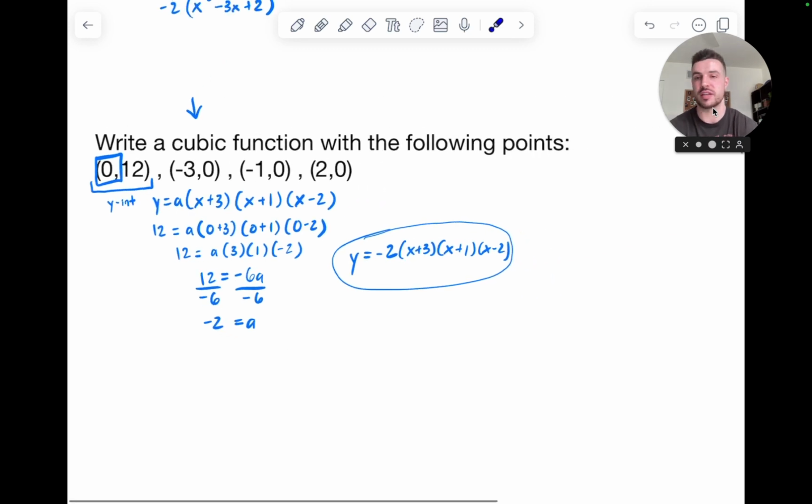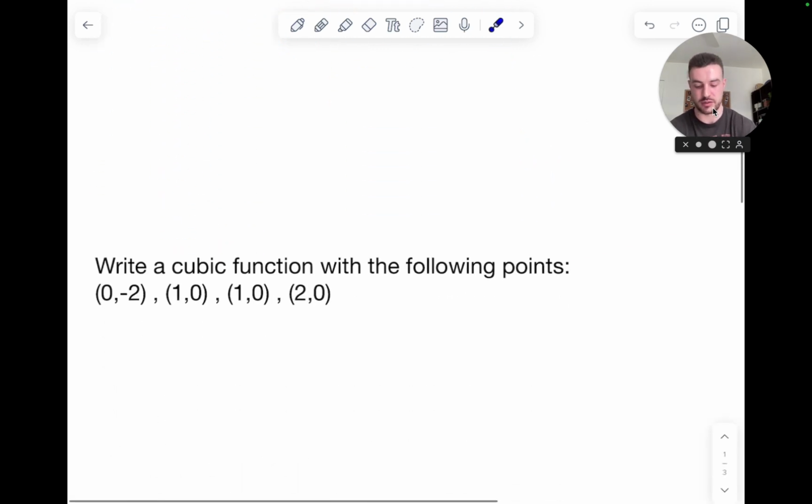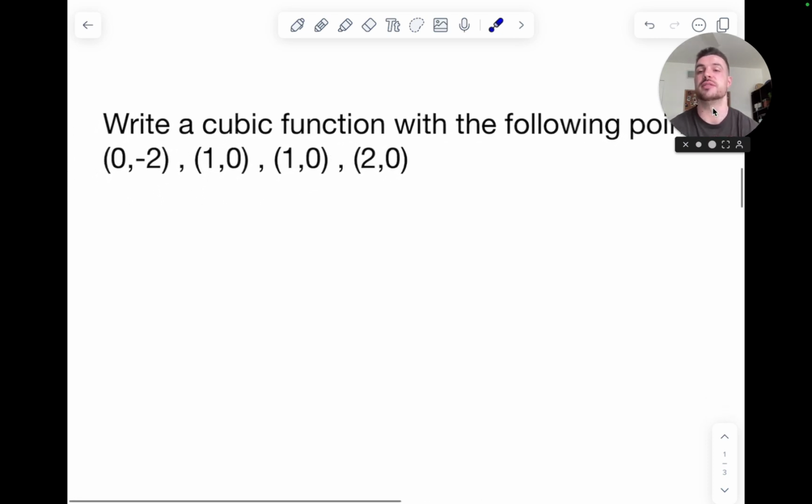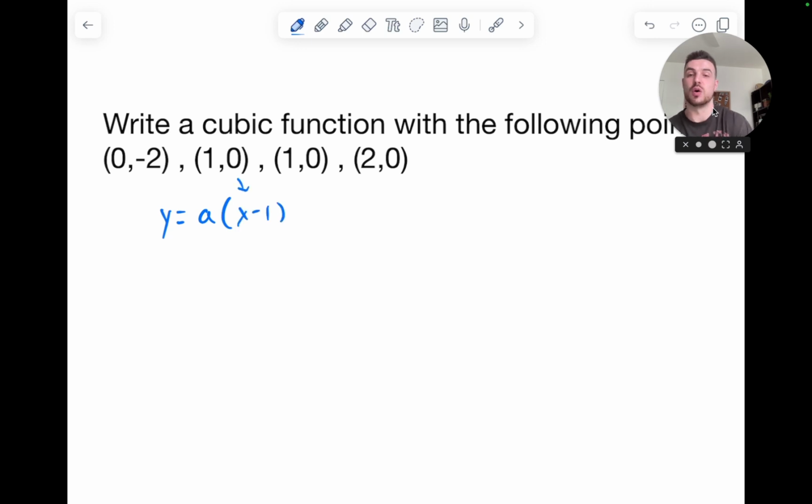Now, most of our examples are going to look just like this. So here's our next one. We've got to write a cubic function with the following points: (0, -2), (1, 0), (1, 0), and (2, 0). So same idea. We have y equals, we don't know what that a value is yet, in front. And then we've got x minus 1, that is (1, 0) as a factor. We've got another one of those. And then we have x minus 2 for our last one.